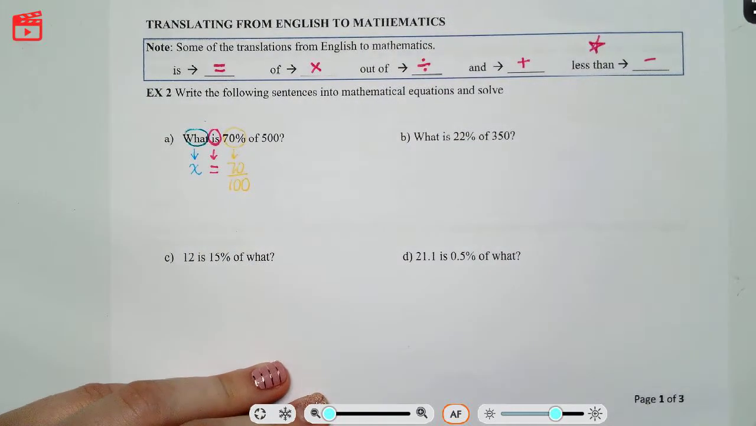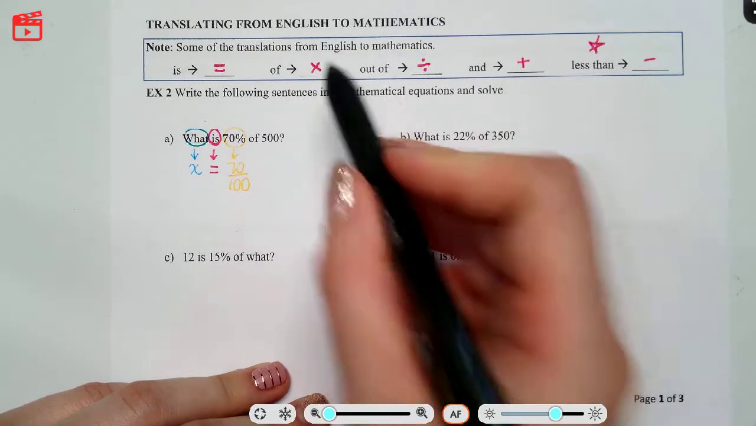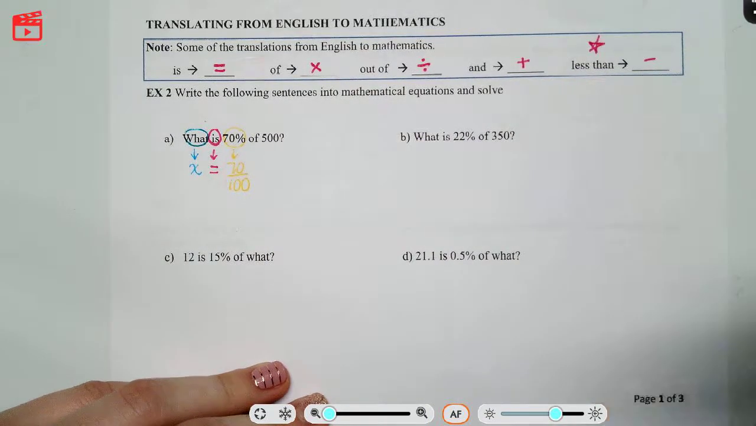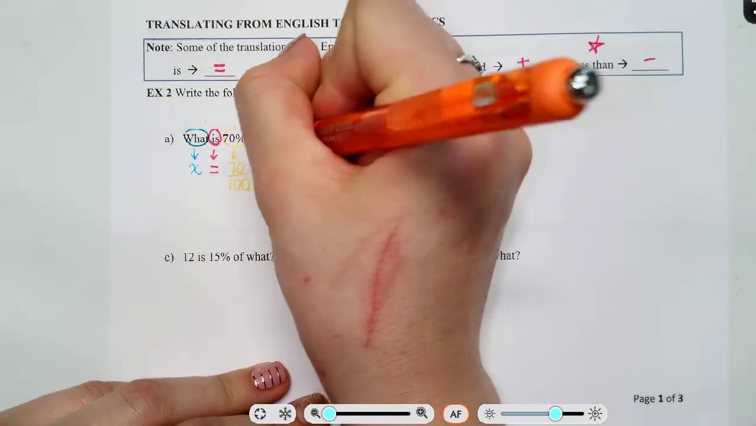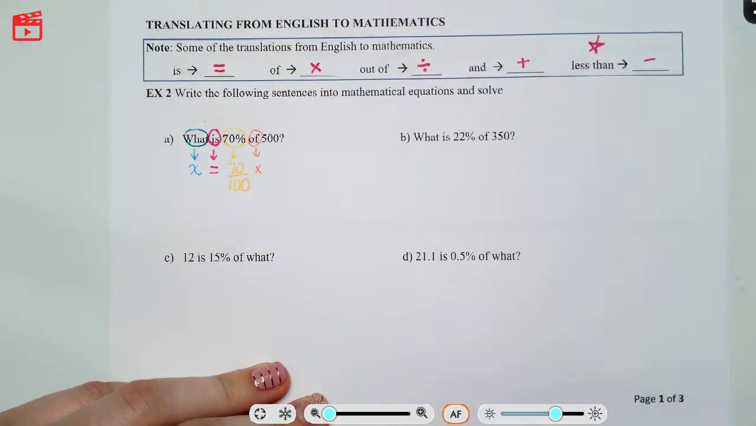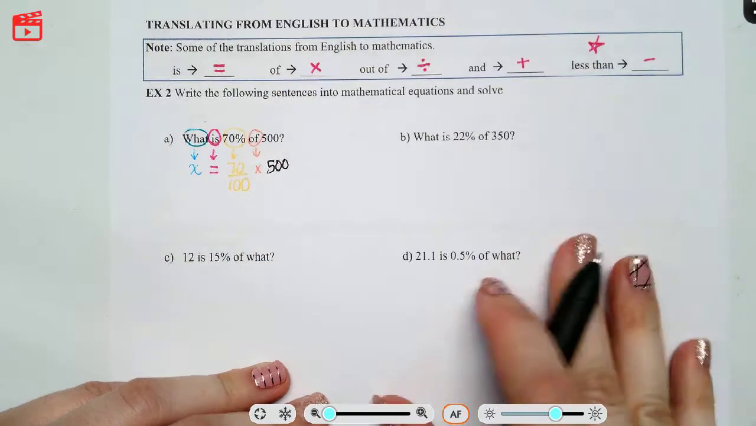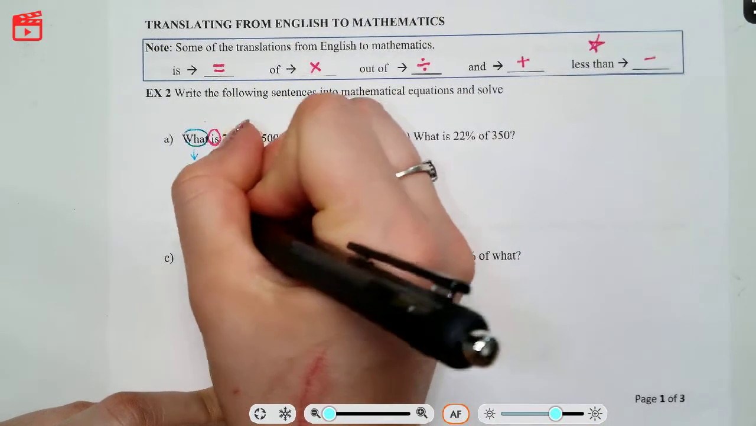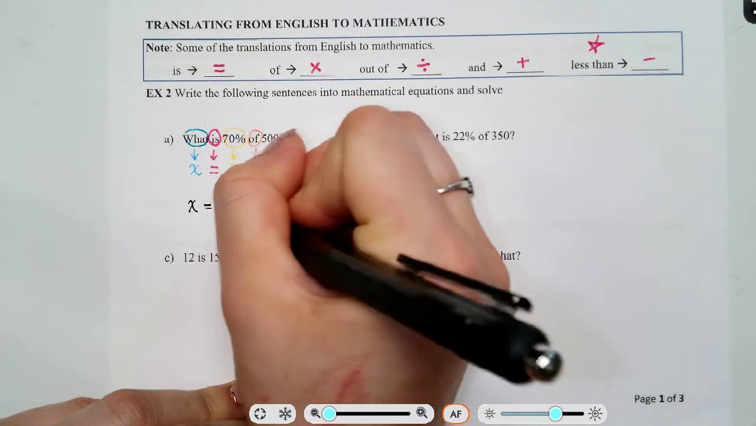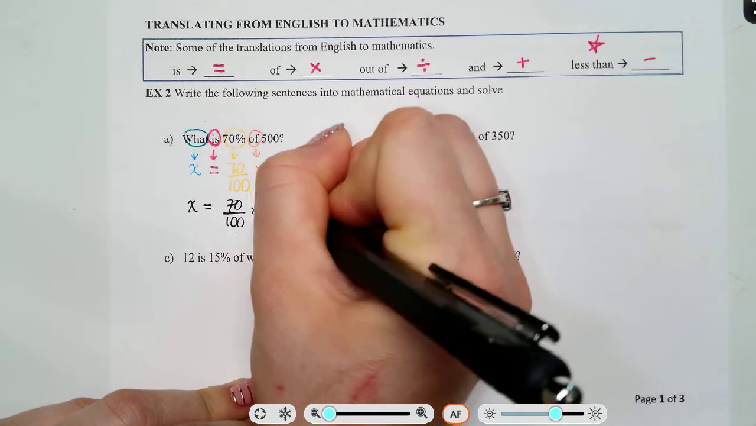And then what is "of" in mathematics? "Of" is multiplication. Okay, so "of" becomes multiplication. And then 500 is just a number. Nothing to change there. Drop down that 500. So if I was to rewrite this equation, that's going to be x equals 70 over 100 times 500.